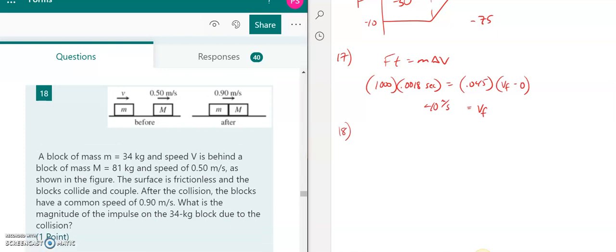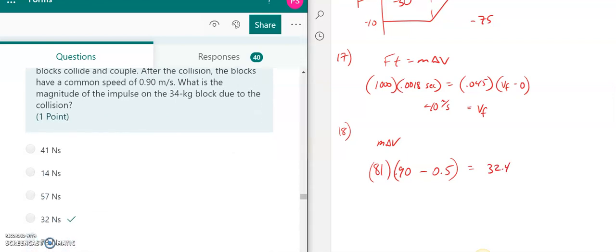A quick way to do this is just to find the impulse on big M and say that it's the exact same as the impulse on little m, because it's just a collision, so they should have the exact same impulses. So the impulse on big M would be m delta v for the big M. That mass is 81, and its change in velocity goes from 0.5 meters per second, so 0.5 is your initial velocity, 0.9 is your final velocity. Multiply those together, you get 32.4, which is close enough to 32.